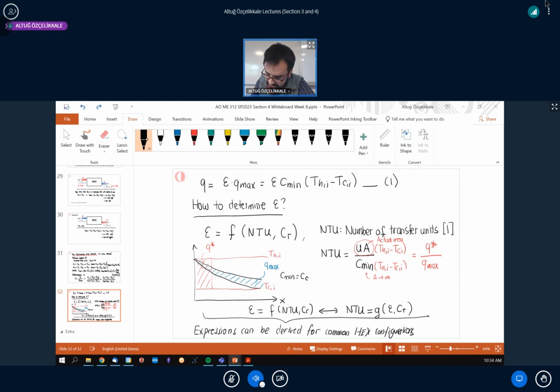And you can take a look at section 11.4.2 for the parallel flow derivation, and it's going to show you how you can go from the log mean temperature difference to the epsilon effectiveness NTU method. Okay, that's it.